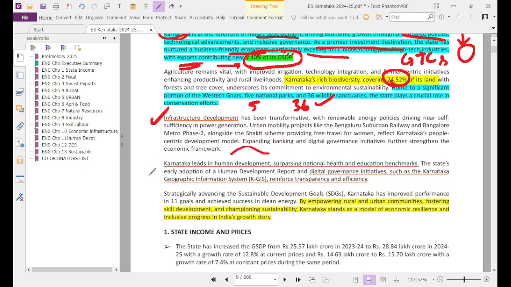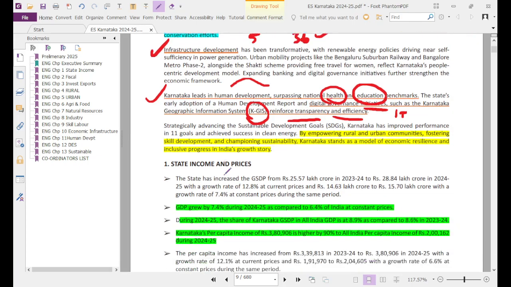Also Karnataka leads in human development, surpassing national health and education benchmarks, especially in health and education. Karnataka is one of the top performers. Thus, it's always good to quote Karnataka's positioning, especially with respect to digital governance initiatives triggered by the IT infrastructure that exists in Karnataka, and various e-governance initiatives being undertaken to provide smoother public service delivery, thus reinforcing transparency and efficiency. That Karnataka is a role model to be followed by all other states. You can quote like that.